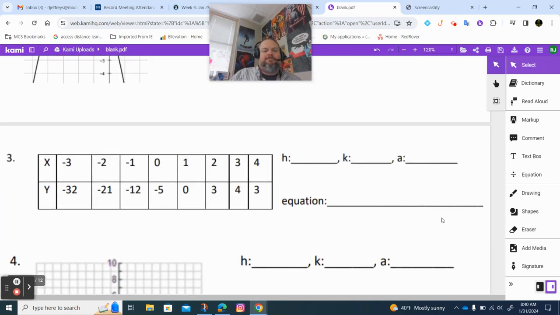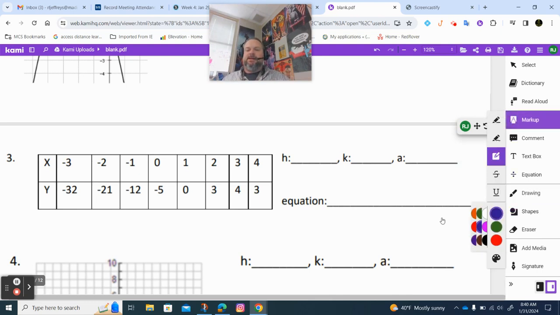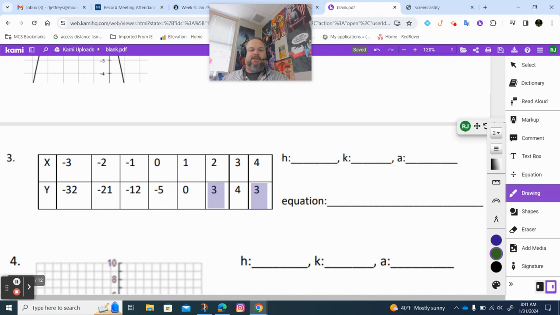All right, back to a chart. We like charts. Charts are fun. Where do we see the y values repeat? What numbers? 3. Okay. That means this is our h value. This is our k value.